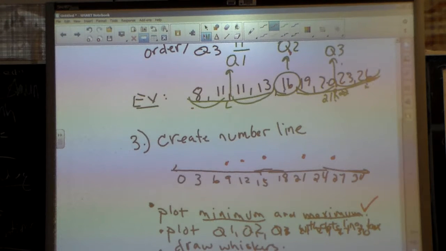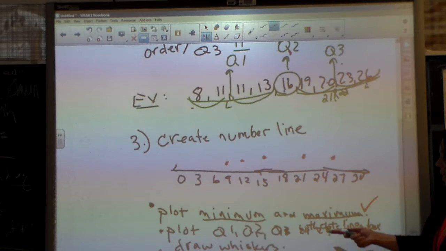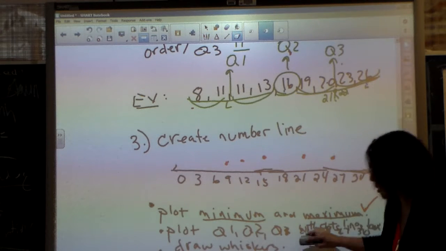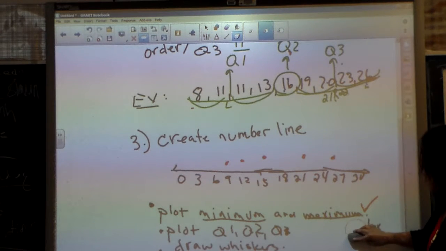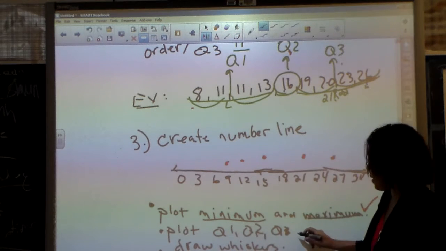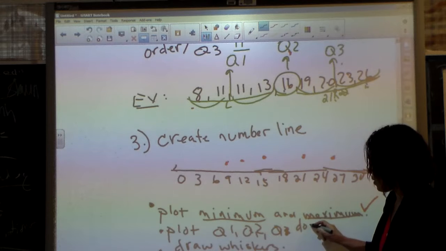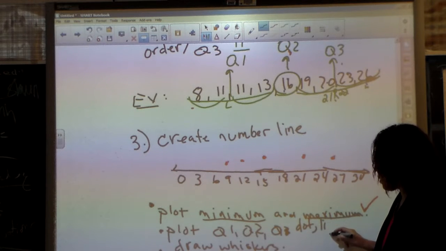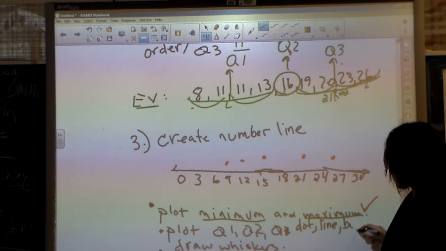Now this line is very messy that I wrote here. It says plot Q1, Q2, Q3 with a dot, a line, and a box. I know this looks like it's not even English or letters, but I swear it is. I'll write it a little bit nicer for you. With a dot, a line, and a box.